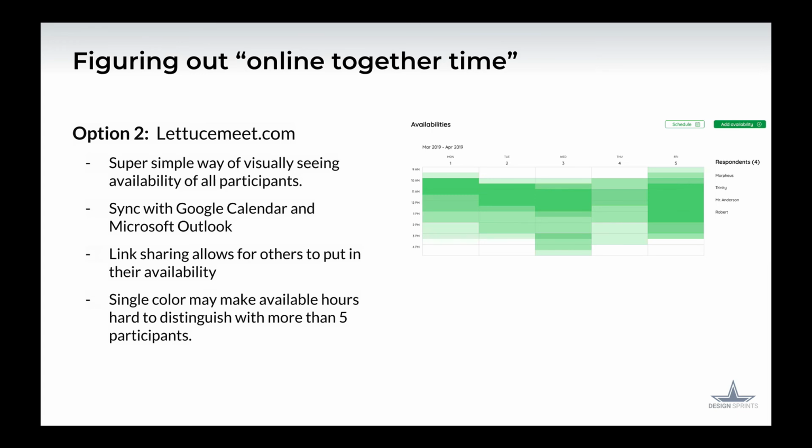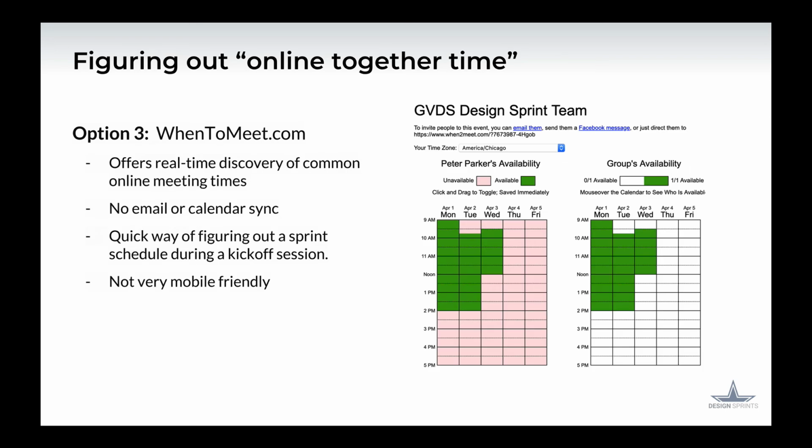And finally, if you want to go really basic, you can try out whentomeet.com. It's as simple as it comes. It pretty much can do the same things that the first 2 options can, but the unique advantage of this particular app is that you can do it in real time. So if you want to figure out schedules with everyone during your online session kickoff that happens before the sprint, this is a perfect tool to use.